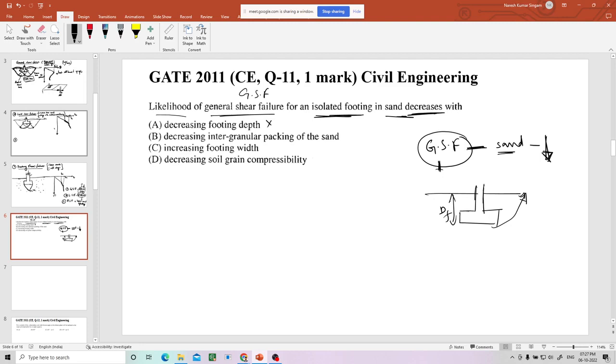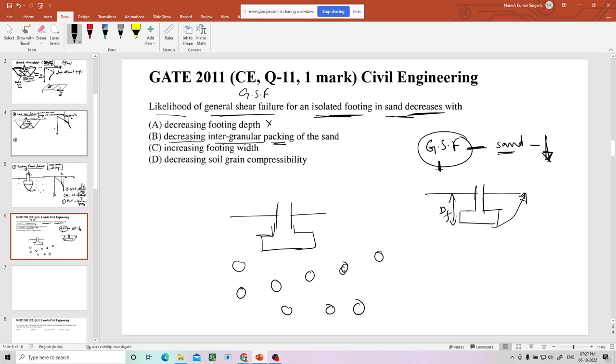Decreasing intergranular packing of the sand. What is it? Decreasing the intergranular packing. So what is it saying? That footing is there. When you are decreasing the intergranular packing, you are decreasing the packing, that means you are actually loosening the soil, right? When you are loosening the soil, what will happen? Punching shear failure will happen. So the likelihood of GSF will decrease. So this can be right.